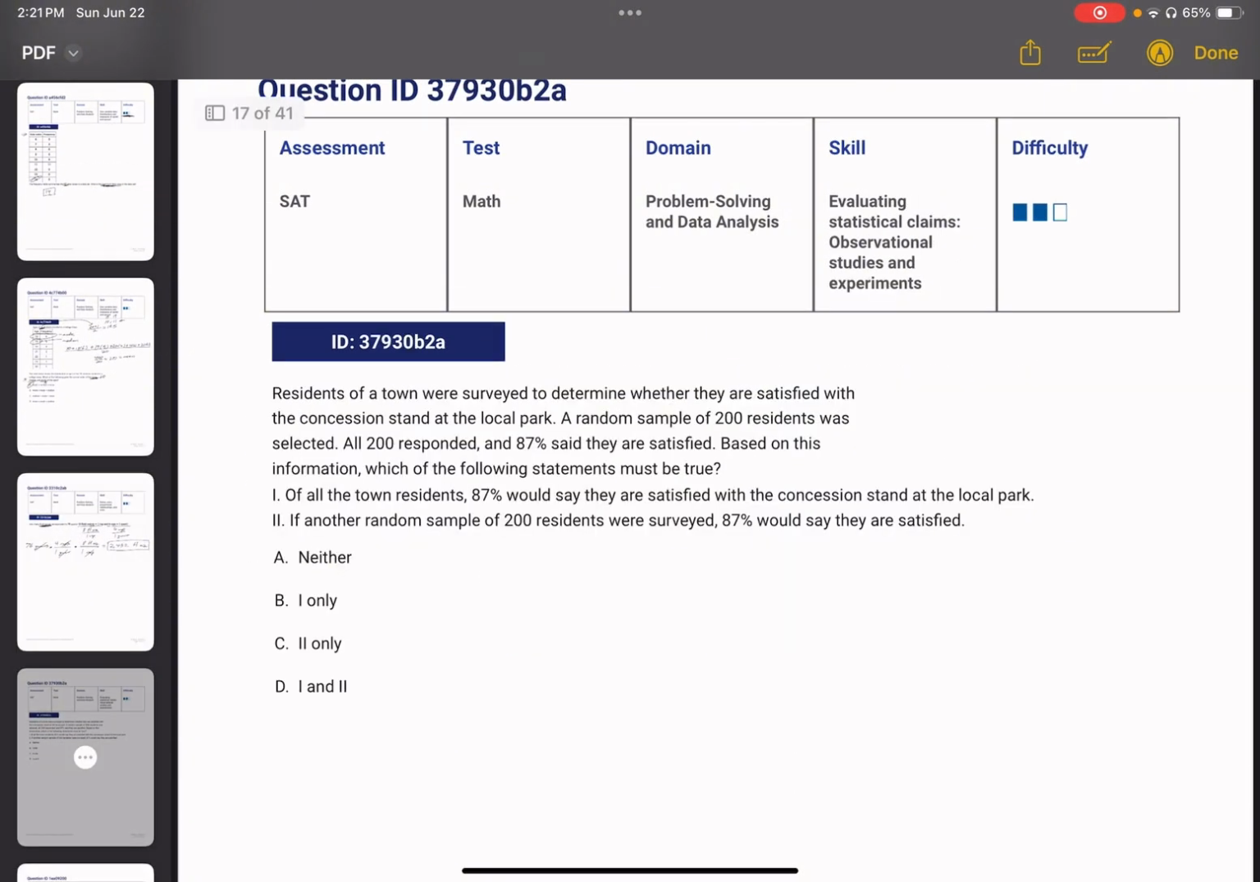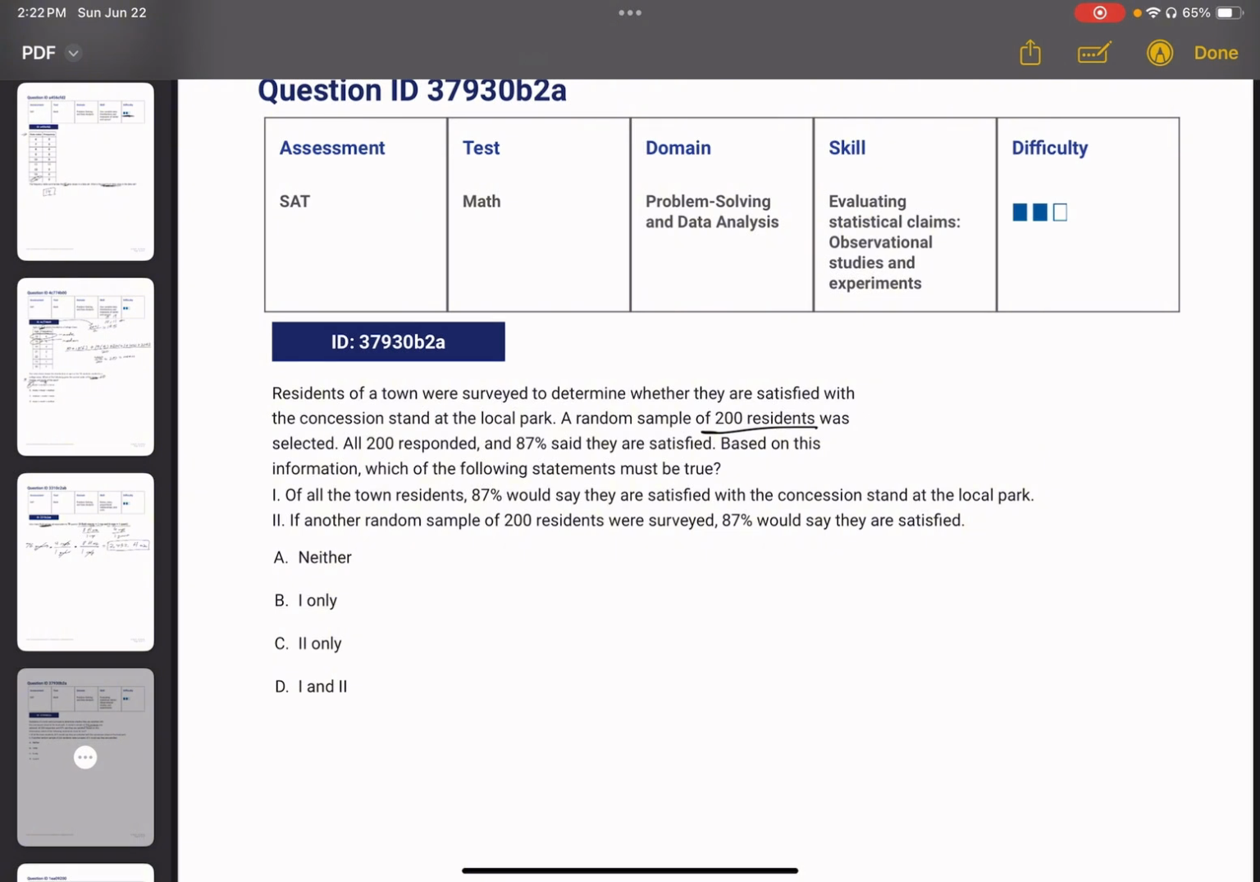Looking at the next problem. Residents of a town were surveyed to determine whether they are satisfied with the concession stand at the local park. A random sample of 200 residents was selected. All 200 responded, and 87% said they are satisfied. Based on this information, which of the following statements must be true?